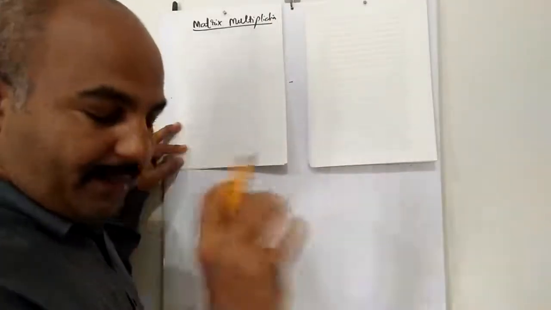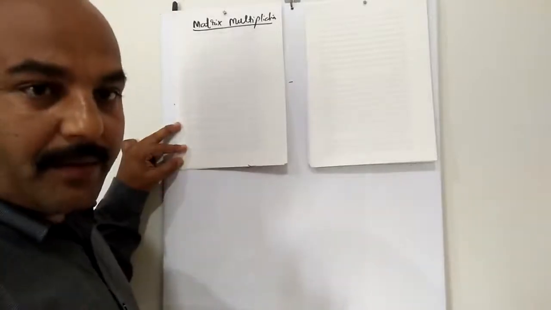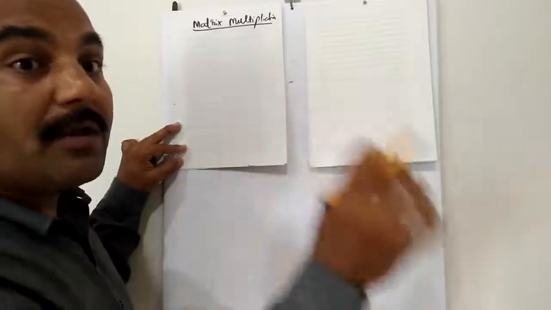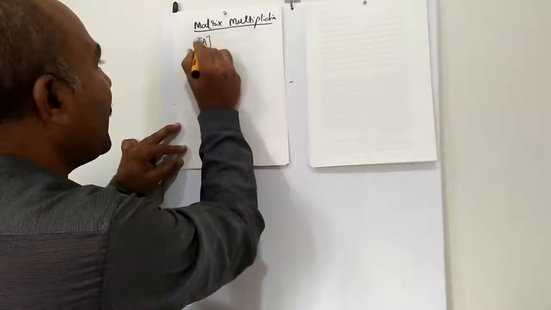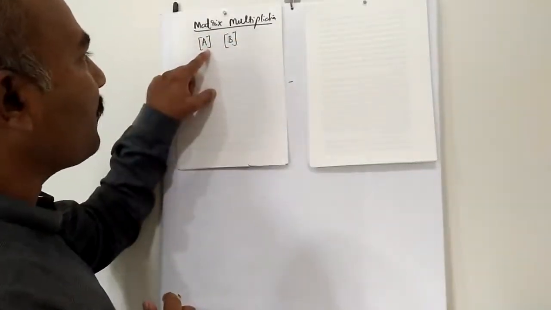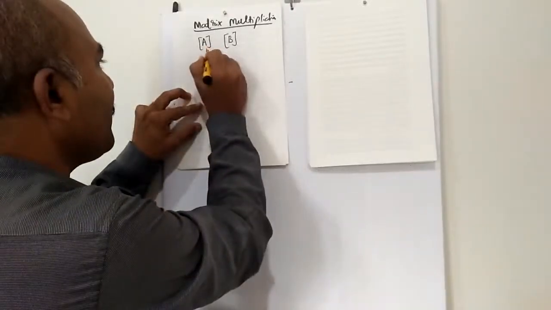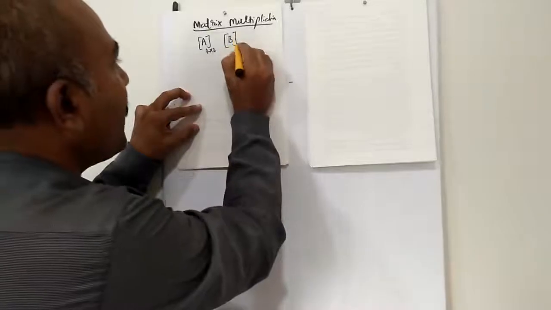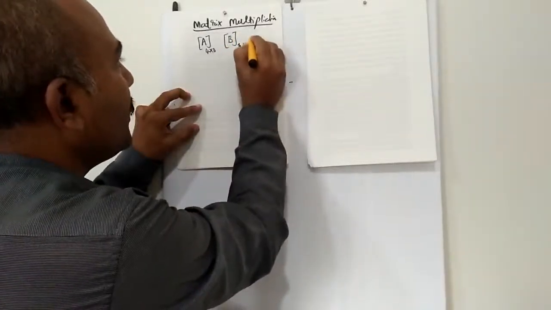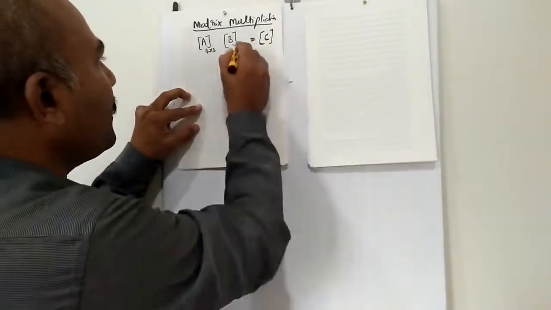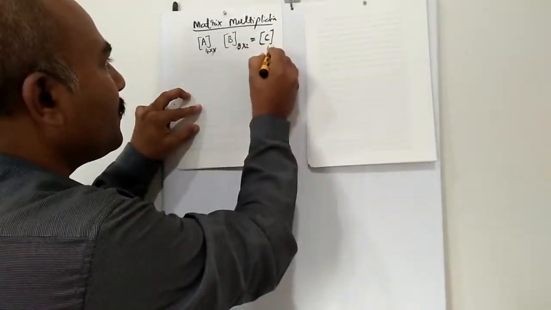say matrix A and matrix B, the number of columns of matrix A must be equal to the number of rows of matrix B. If there are two matrices A and B, for example, A is a matrix of order 4 into 3 and B is a matrix of 3 into 2, the resulting matrix C will be of the order 4 into 2.